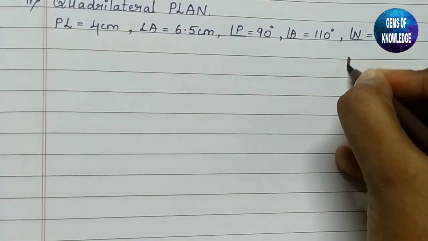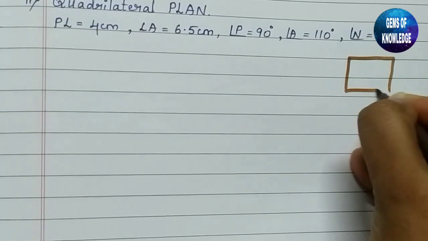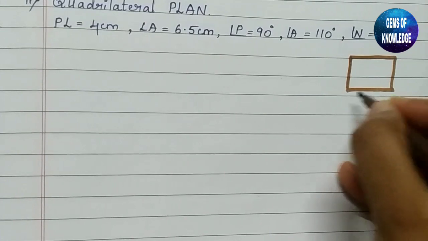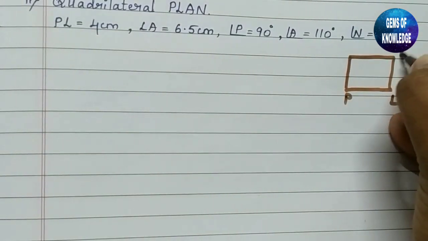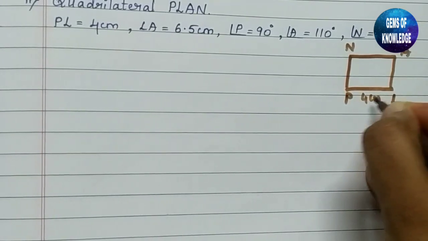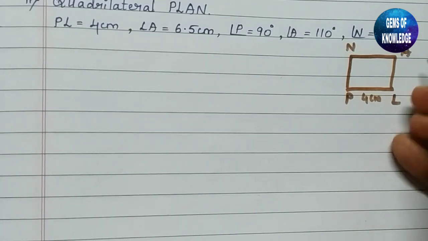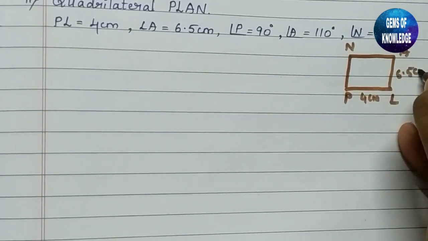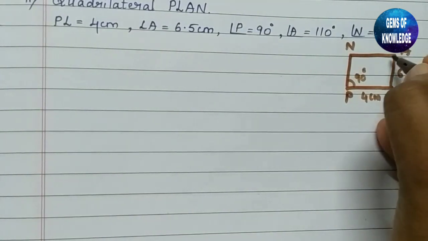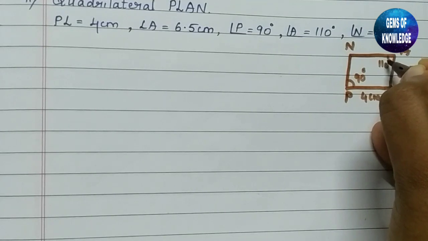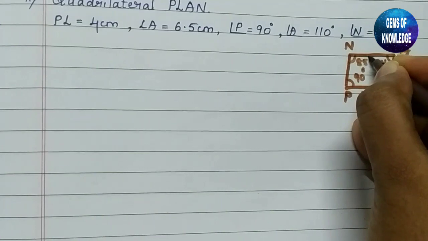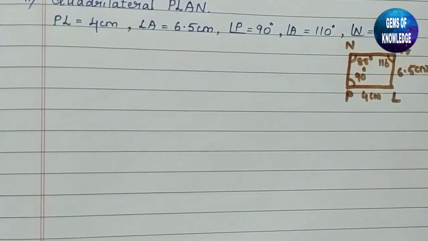draw a rough diagram over here which shows a quadrilateral so that we get a clear picture of how our quadrilateral is going to turn out. Let us name this as P, L, A and N. PL is given as 4 centimeter. LA is given as 6.5 centimeter. Then angle P is given as 90 degree, whereas angle A is given as 110 degree, and angle N is given as 85 degree. Okay, so let us start now.